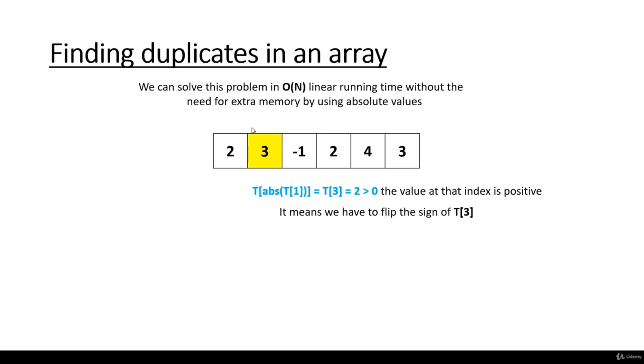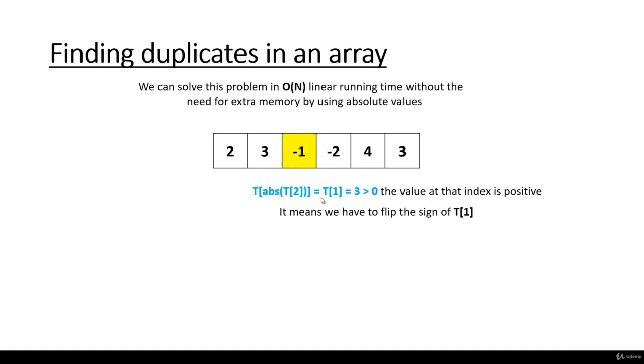Then in the next iteration, we have to consider the next item in the array. Again, we have to check whether this value is positive or negative. In this case, the i index is 1. The t1 is 3, as you can see. So we have to check the item with index 3, 0, 1, 2, 3. It is 2, it is a positive number, which means that we have to flip the sign of the item with index 3. So 2 will be transformed into -2.